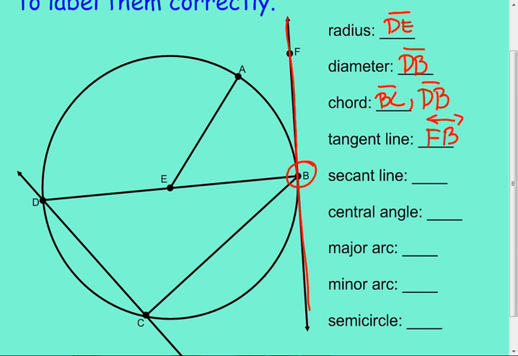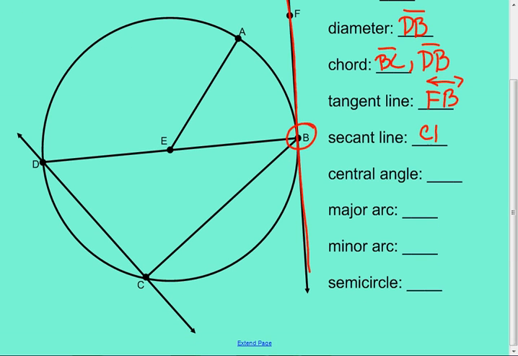Where's the secant line? CD. It's any line that contains a chord and just goes beyond. We're going to do a lot of that in calculus. Tangent lines will lie outside your circles, but if I do a tangent line on a function, it could cross the function. Here's a secant line. Do you see the secant? It intersects the circle in two places. So secants have two. So it's CD.